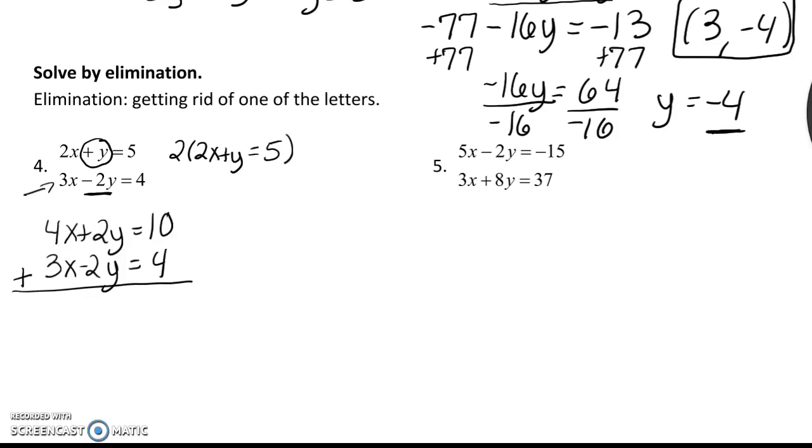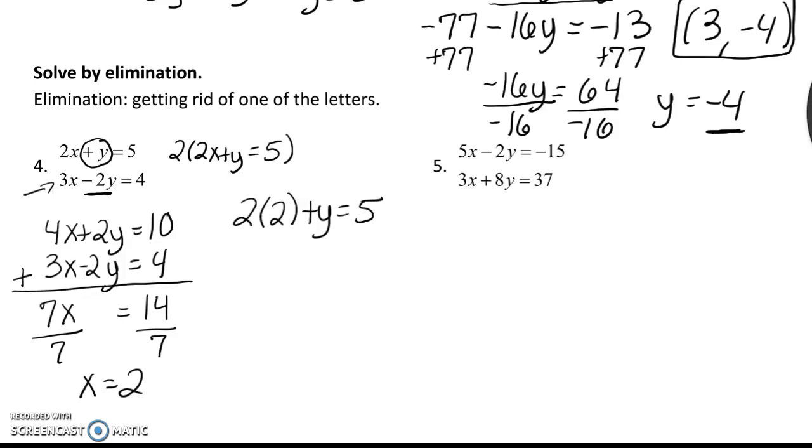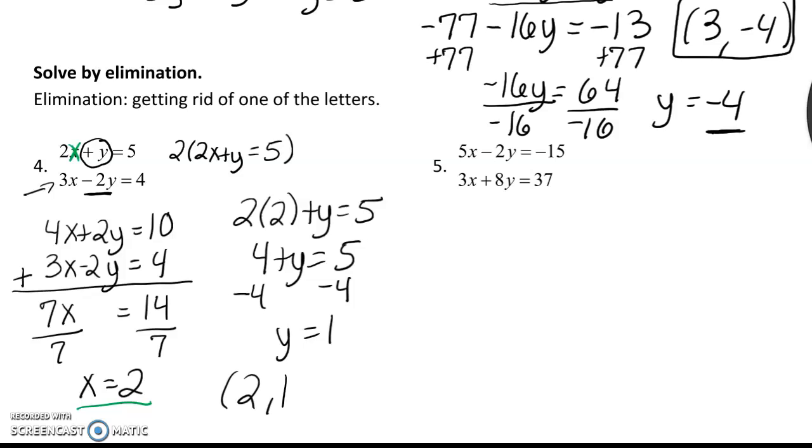Now 4x plus 3x is 7x. The y's are eliminated, and over here I have 14. So then I'm just going to divide each side by 7 so that x is 2. So now I also need to find y. So I'm going to pick an equation from up above to plug it back in. So I'm going to just use the top one. So I'm going to have 2 times 2 plus y equals 5. So all I did is plug in the x that we got up here. Okay, so then I have 4 plus y equals 5. And when I subtract 4 from each side, y is 1. So my ordered pair answer would be 2, 1.